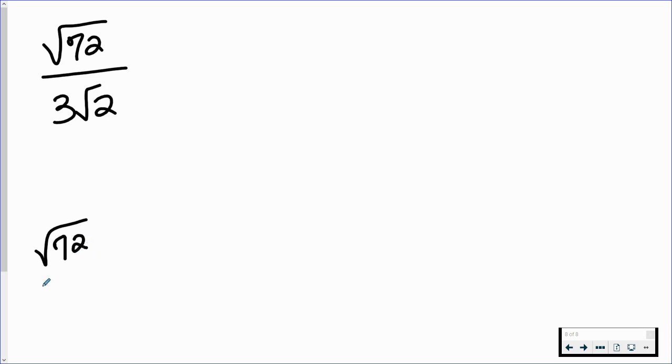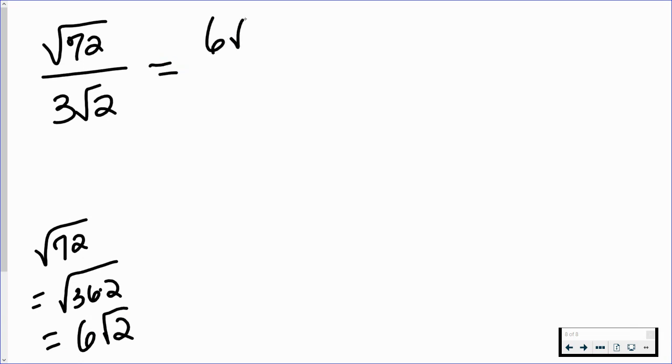Remember, we said that's equivalent to 36 times 2 inside the square root, and then 36 is a perfect square. If we take out the square root of 36, which is 6, that leaves a 2 inside. So now I could rewrite this one as 6 square roots of 2 over 3 square roots of 2.